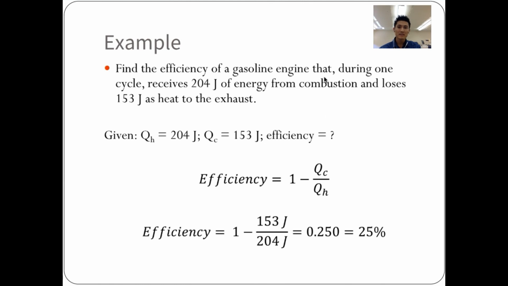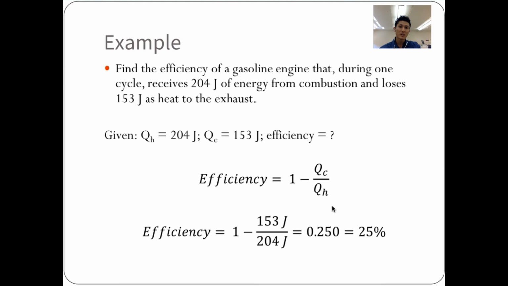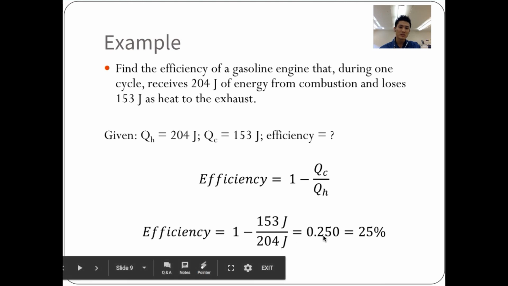We have a gasoline engine that receives 204 joules of energy, but it loses 153 joules as exhaust, as unused fuel. If we plug that in, the cold reservoir heat loss is 153 and the heat that we put in is 204. We come out to a ratio of efficiency, which is our engine being about 25%, which is kind of sad.